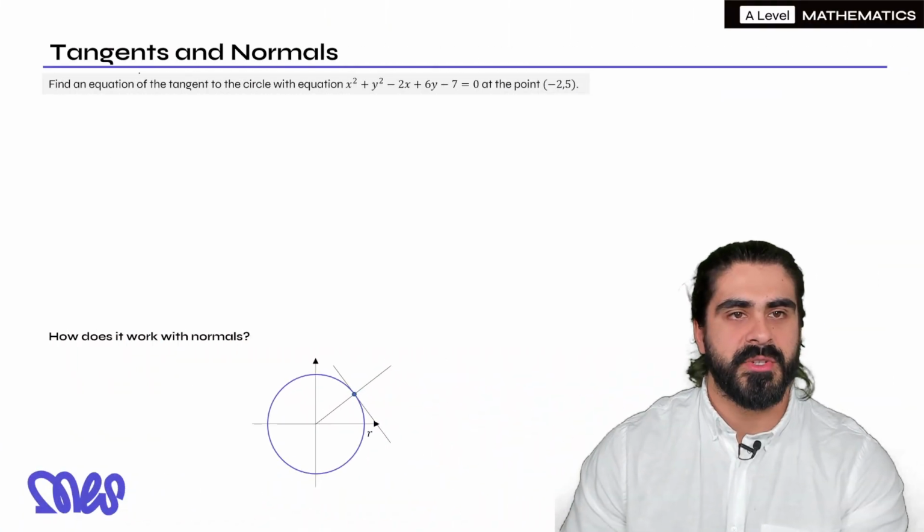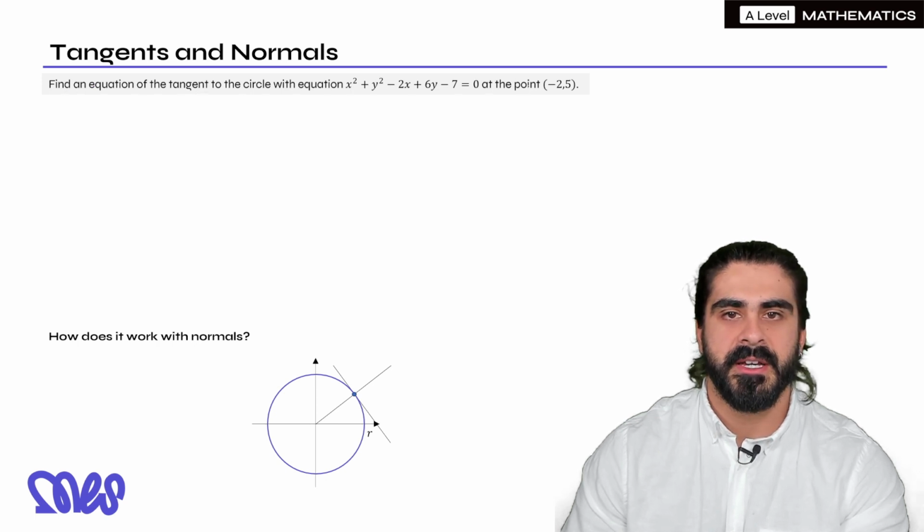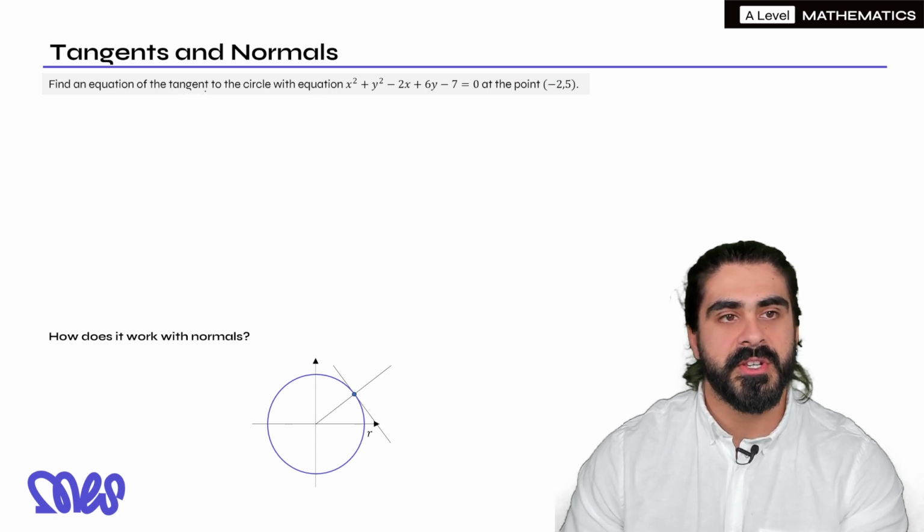Now we get into actual tangents and normals and finding their equations. Find an equation of the tangent to the circle with this equation at the point minus 2, 5. So this reminds us of GCSEs, and one of the circle theorems is that the tangent must always meet the radius at 90 degrees. So all we need to do is find the center of the circle, find the gradient of the radius, and the tangent will have to meet that line at 90 degrees.